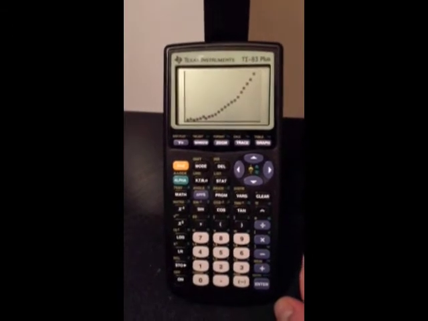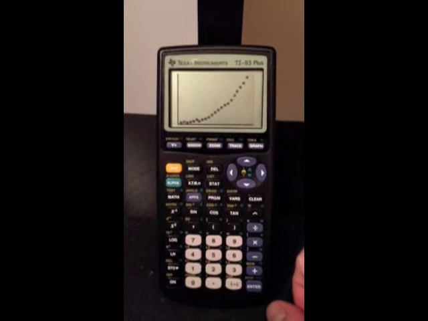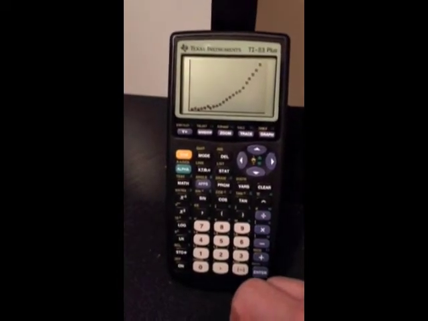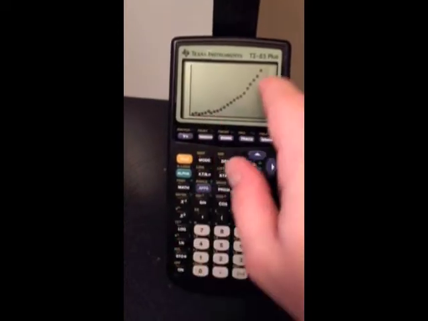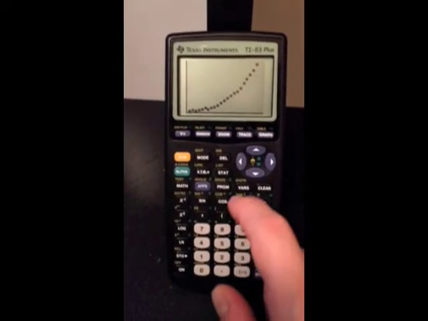So we got all these points. What are we going to do with them? Well, let's analyze the points. How are we going to do that? We're going to take a look at how these points all fit together, and that's a line of regression. We're going to look for the line of best fit.